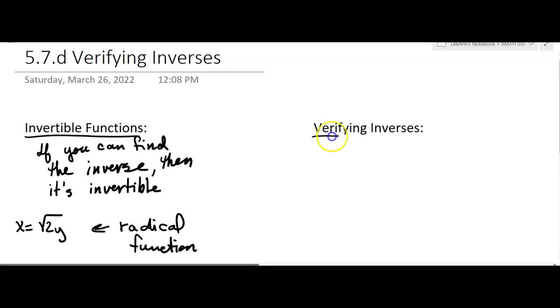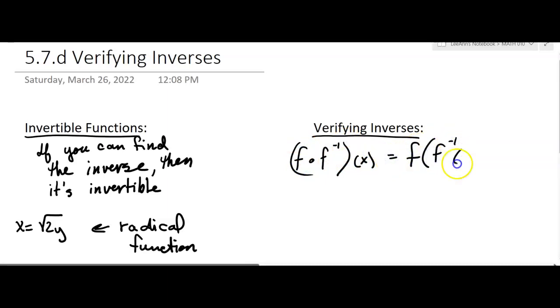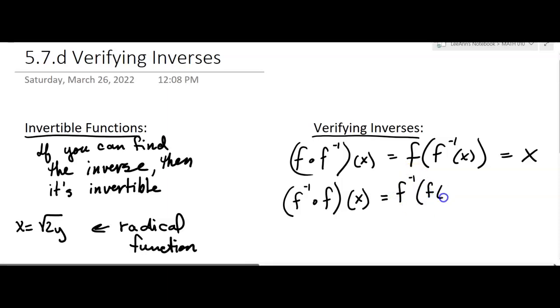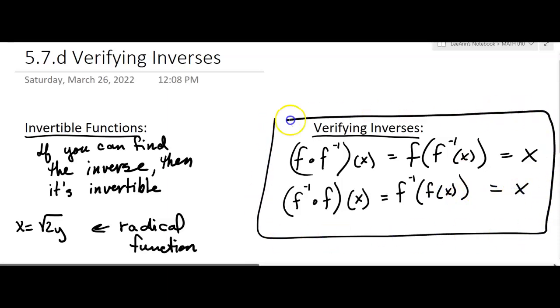Okay, and how do we verify that two functions are inverses? Well, if you compose them, if f compose f inverse of x, and remember that can be written f of f inverse of x like this, that has to equal x, and then it also has to work the other way. So remember, composition is not commutative. So in this case, though, it has to work both ways. So f inverse of f of x also has to equal x. And that's how you verify if two functions are inverses.